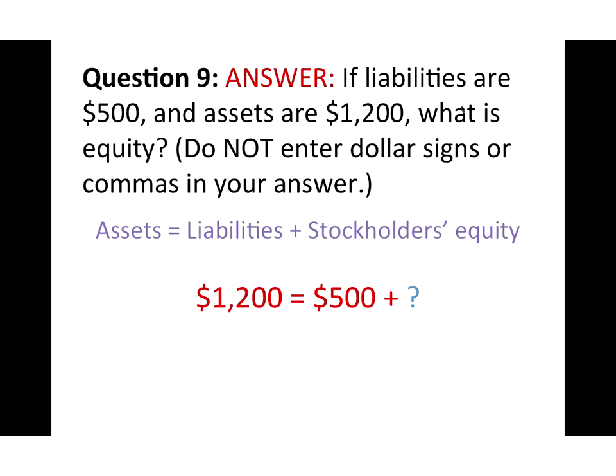Okay, so what we see here, we have substitute assets 1,200, liabilities 500. So then we can take the 1,200 minus the 500 and get 700 as our answer.